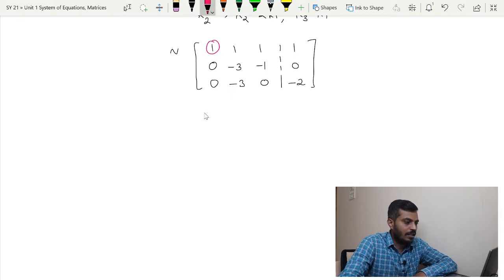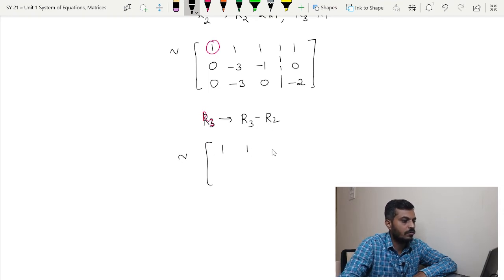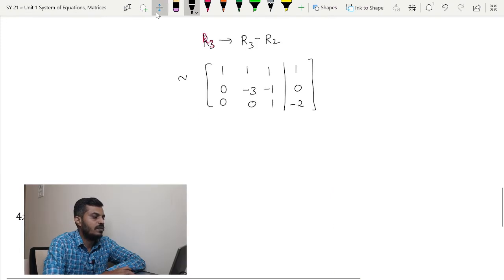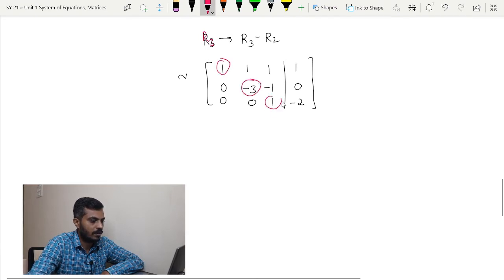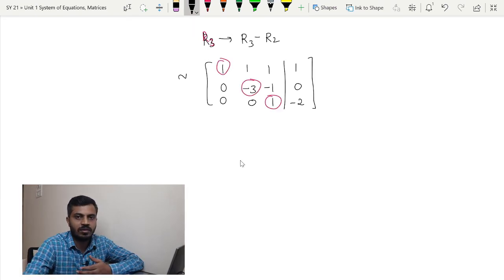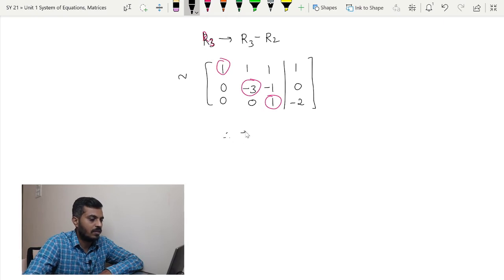So therefore I will directly perform R3 minus R2. So this will be equivalent to, now once we circle the leading coefficients, we can see that it satisfies both the conditions of echelon form. Therefore the matrix is in echelon form.